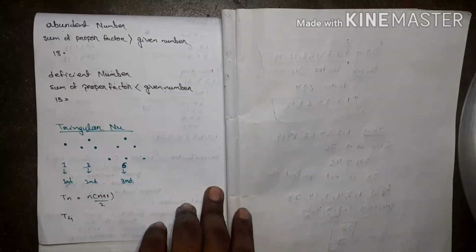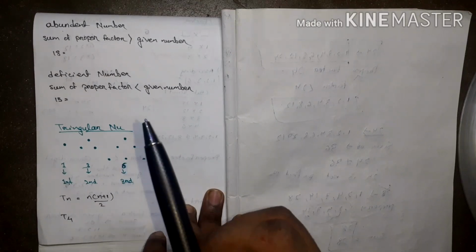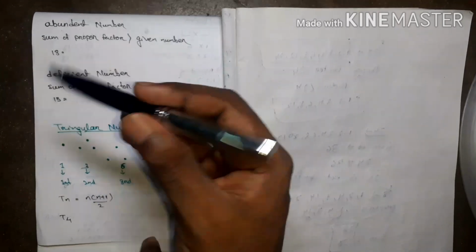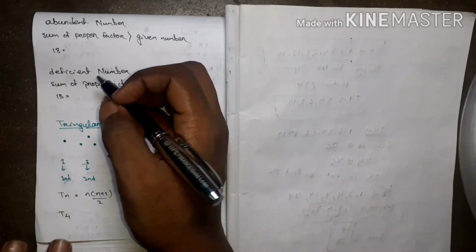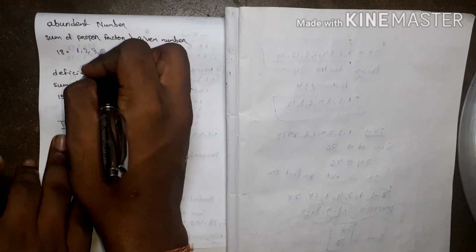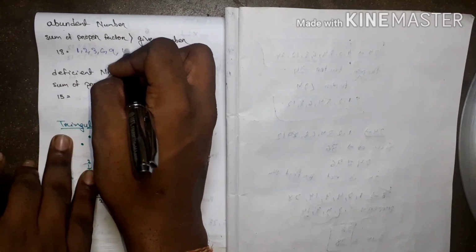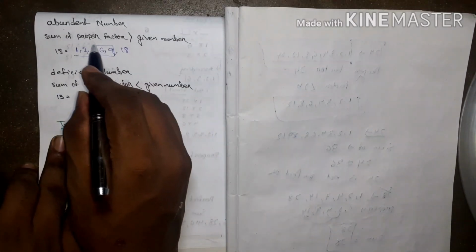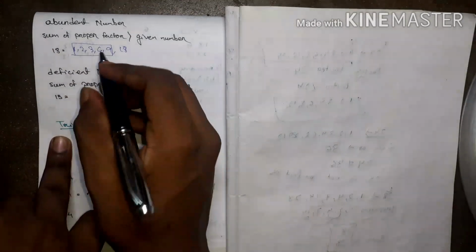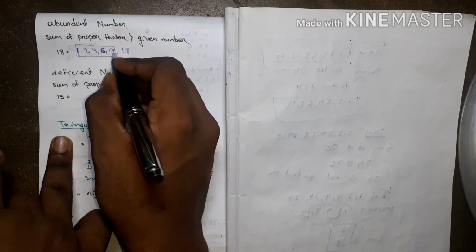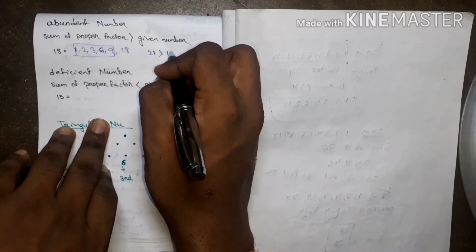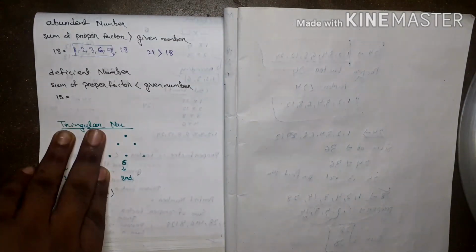Okay. Then go for abundant number. What is the abundant number? The sum of proper factors is greater than the given number. If the given number is 18, what are the proper factors? 1, 2, 3, 6, 9. Then find the sum: 21. And 21 is greater than 18, so it is an abundant number.